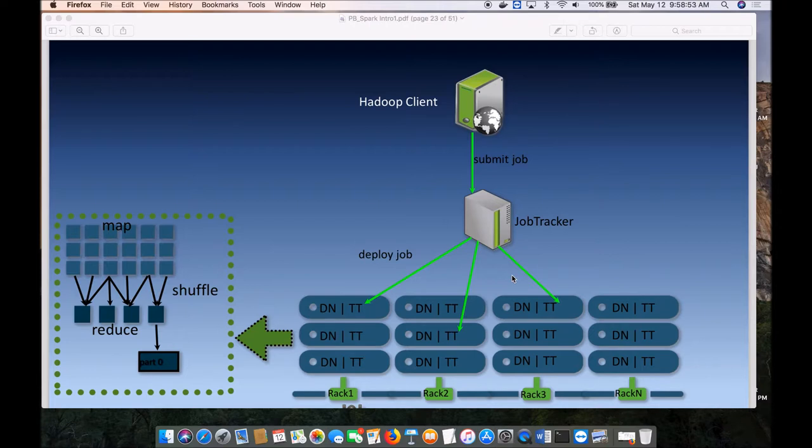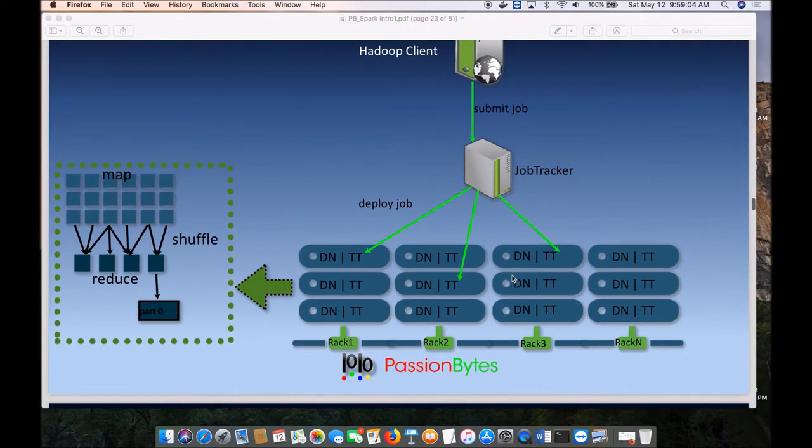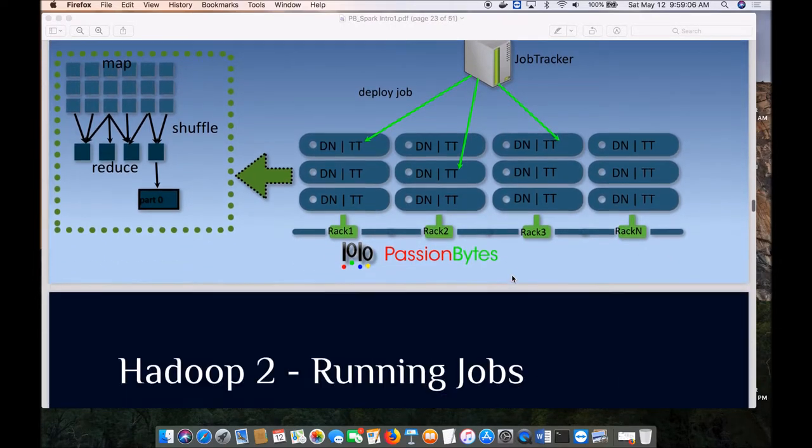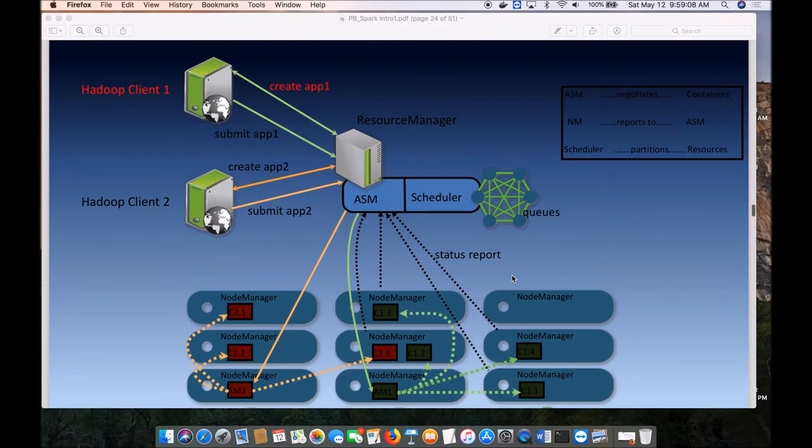When you are running jobs in Hadoop, it will deal with task trackers, it will deal with data nodes, it will do a MapReduce, and it will be executing it. That was Hadoop 1, where job tracker was used. Then came Yarn, yet another resource negotiator, where the responsibility of job tracker was divided into resource manager, application services, containers, etc. Every application will have a per-application master, and then containers will be used.